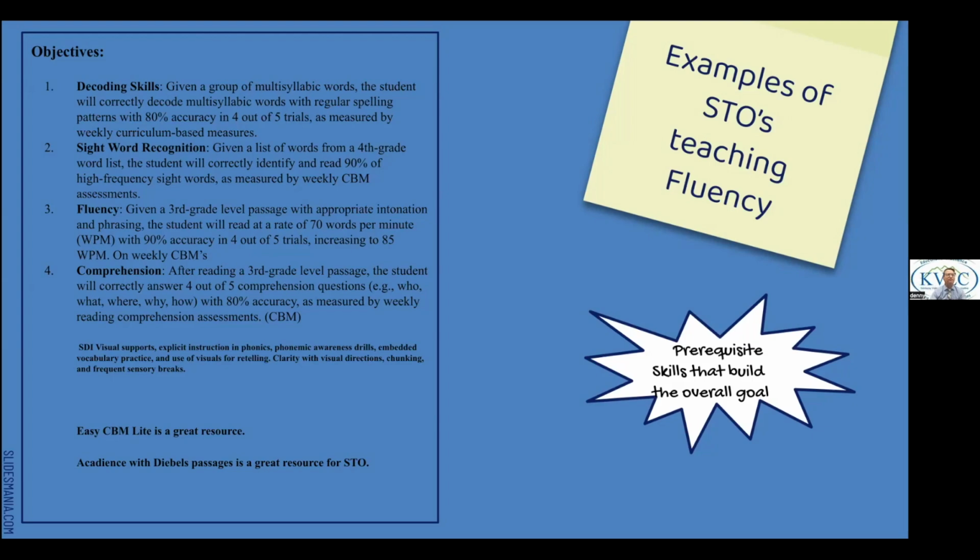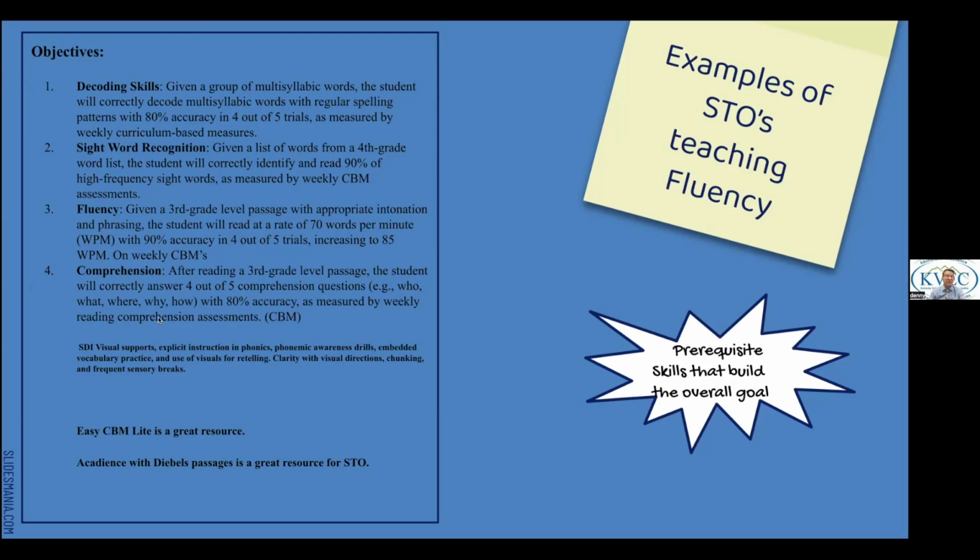And so the other ones that we might work on are sight word recognition. Given a list of words from a 4th grade word list, the student will correctly identify and read 90% of the high frequency sight words as measured by weekly CBM assessments. And then of course, there's the one for fluency. Given a 3rd grade level passage with appropriate intonation and phrasing, the student will read at a rate of 70 words per minute with 90% accuracy in 4 out of 5 trials.